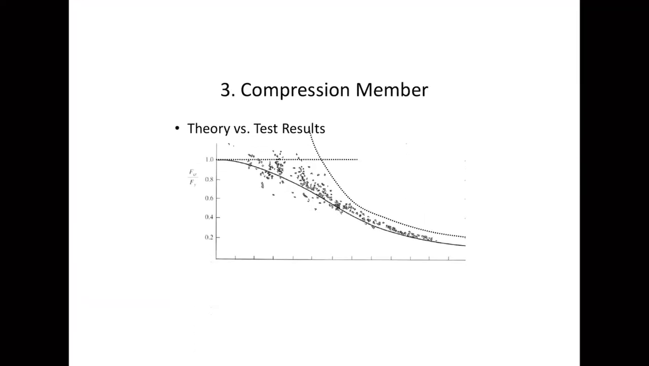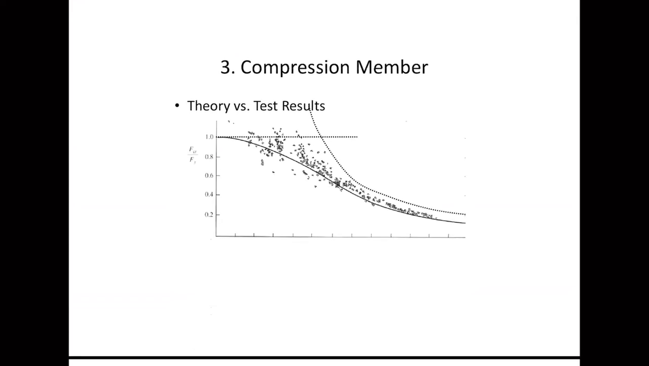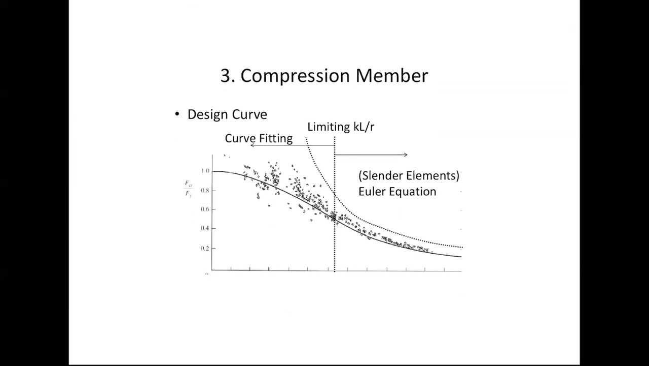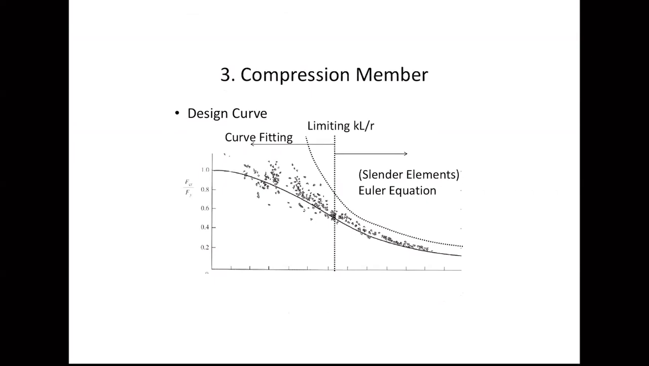And they also have some kind of testing. Remember, this is Euler, and that's Fy. And that's a test result. So it fits this curve. We took the test results, trying to figure out all those factors and fit them with the equations. But to do the curve fitting, they split this curve into two regions.